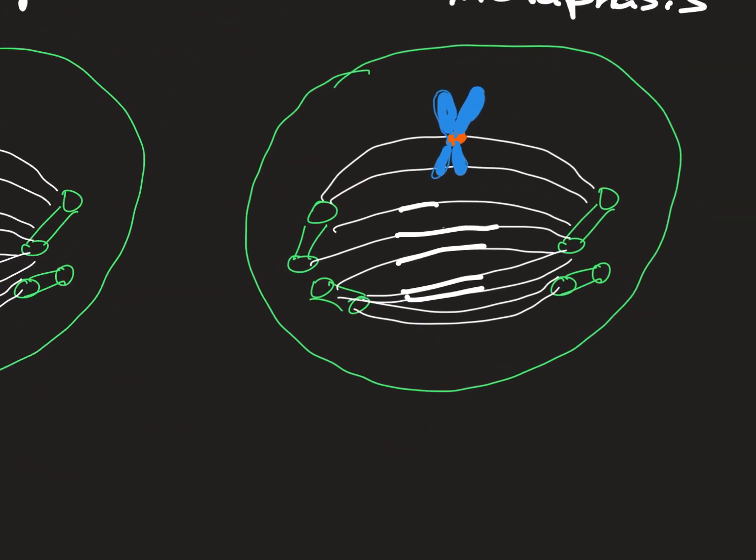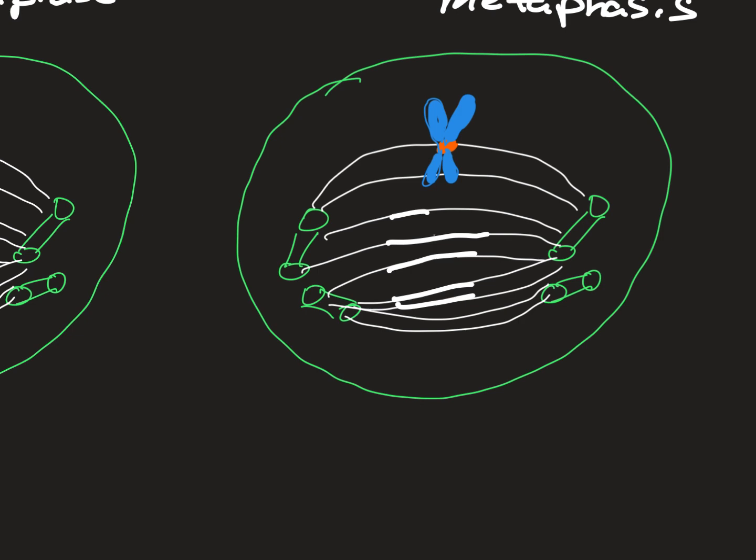So here, the two sets come together. They stick together. Two sets. So 4 sister chromatids. You know what? I should draw a different color, shouldn't I? It's going to be a real mess. Two sets. So 4 sister chromatids, all.